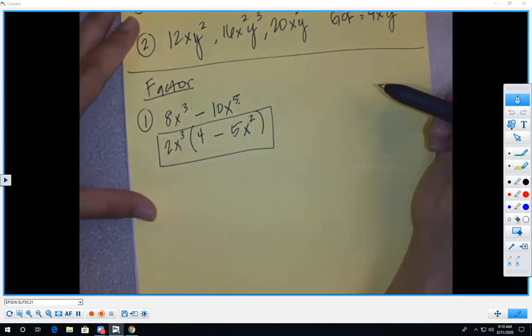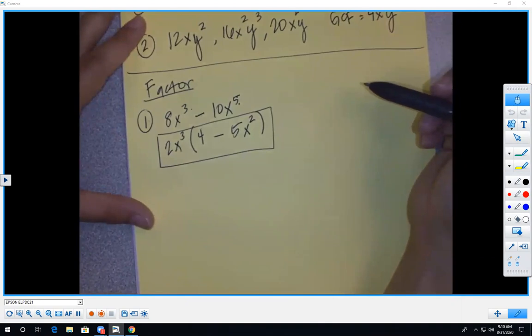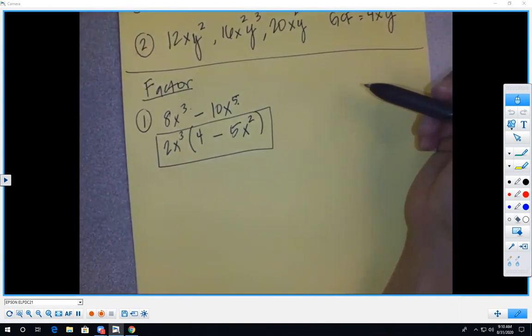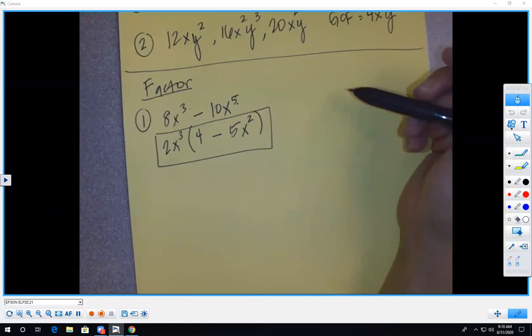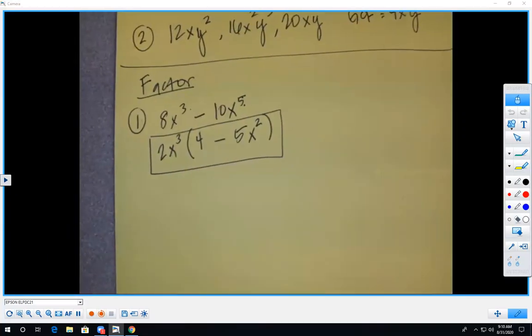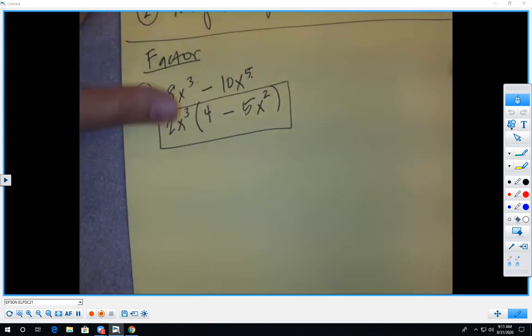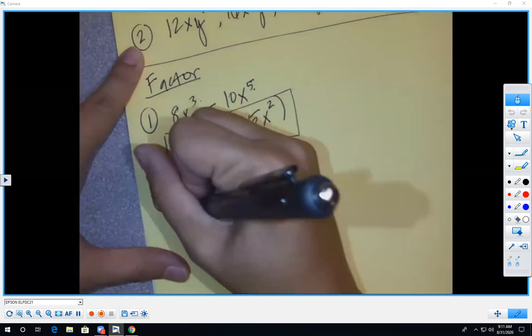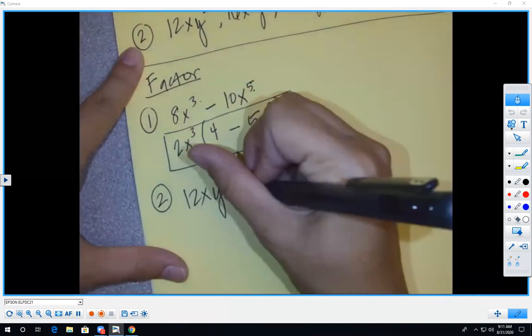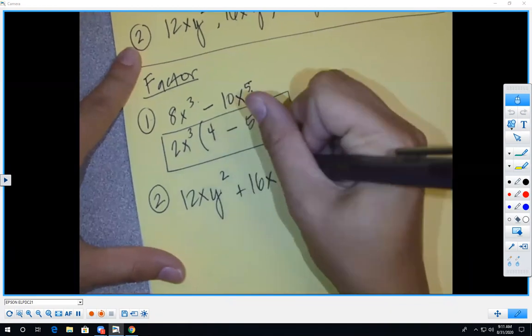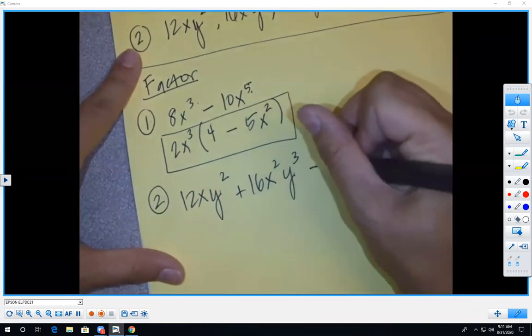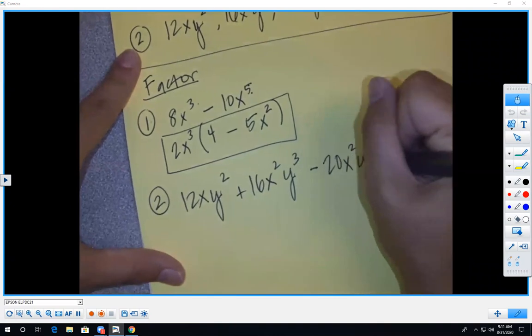Okay, let's do a few more of those. Let me see real fast where we ended last time. Oops, sorry. There we go. Oh, we did a few. Okay, so let's do the next problem we did. 12xy squared plus 16x squared y cubed minus 20x squared y.